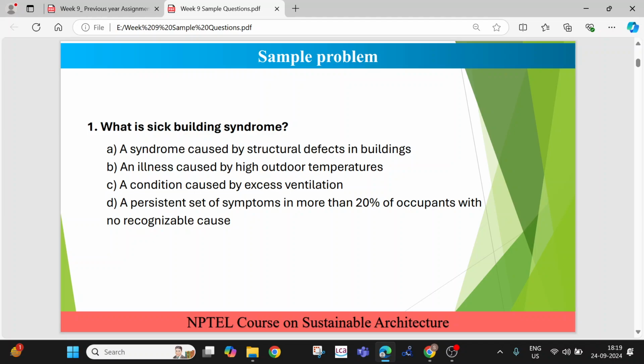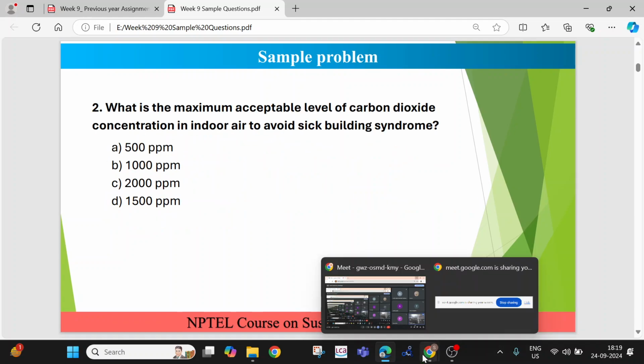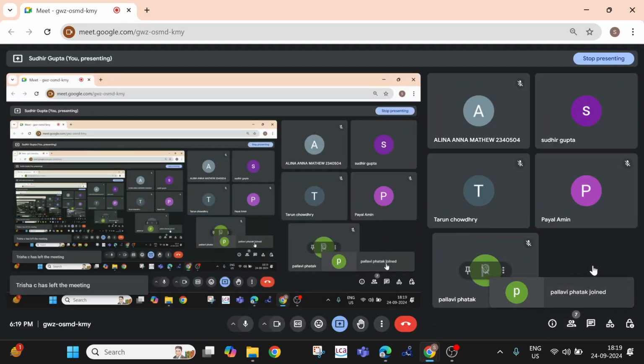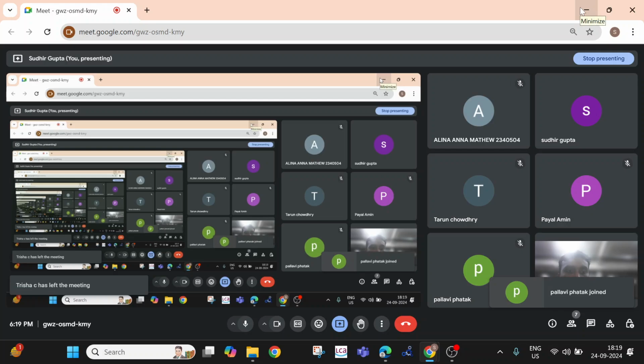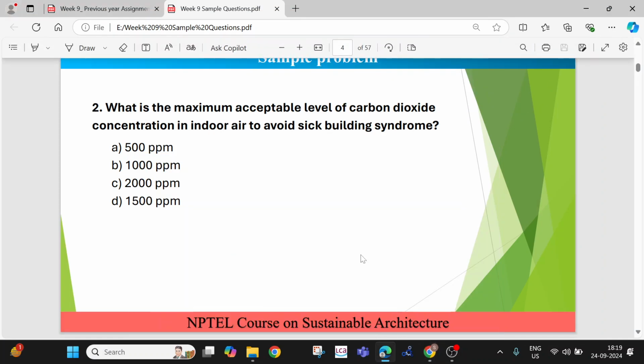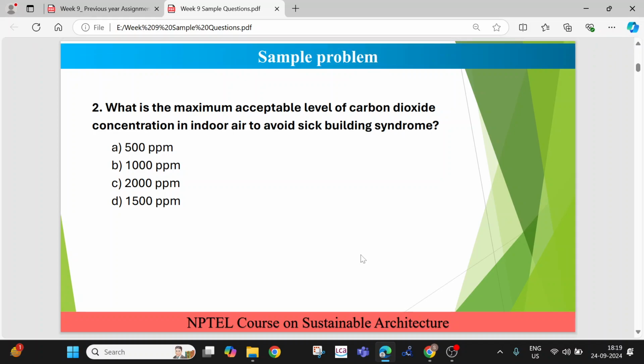Okay, so here is the second question. Is the screen visible? Okay, fine, so it is visible to all of you. All of you try to give your answers in the chat box. Then we will be moving to the next question.